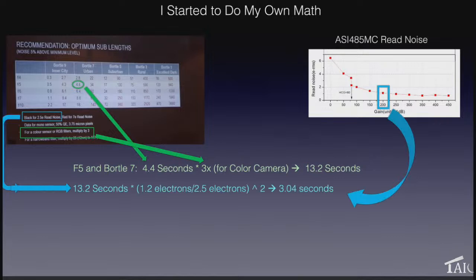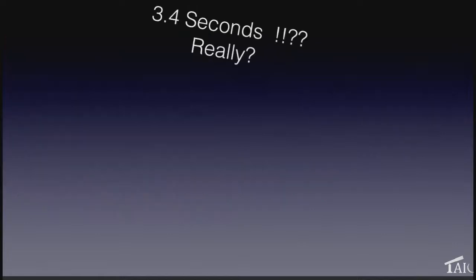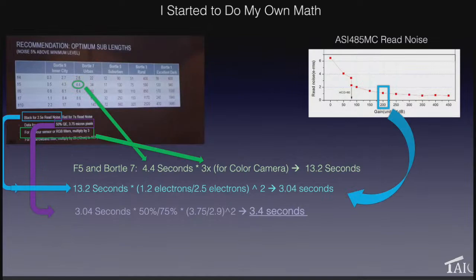And then you modify it based on the read noise of your camera, which is lower than the benchmark he used. So I'm down to 3 seconds. Then you modify it by your quantum efficiency and your pixel size. Now I'm up to 3.4 seconds. So it says that if I want to keep the read noise of the camera below a very low threshold, below 5% of the total amount of noise in my image, I need exposures longer than 3.4 seconds. And I thought, wow, that was a lot shorter than I ever expected.